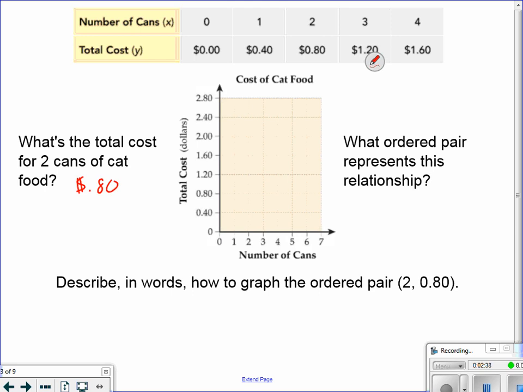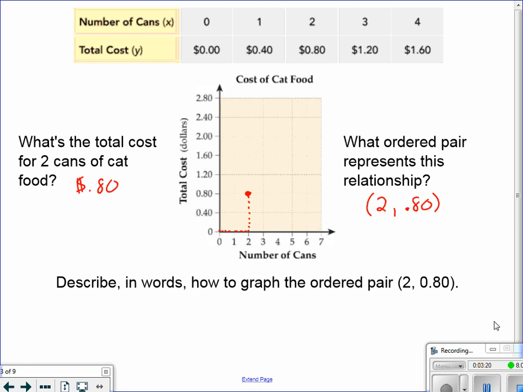The next question says, what ordered pair represents this relationship? Well, the number of cans is the x, so that's going to go first. It's 2 cans. And then the cost is our y variable. That's second. So that is the 0.8. Okay, and then we could go ahead and put this on the graph. So I'm going to start at 0, 0, and I'm going to go over to the 2. I always go to the x first, and then I'm going to go up to the 0.8 and make my point.